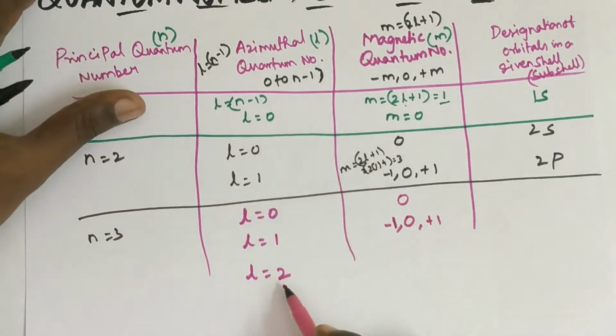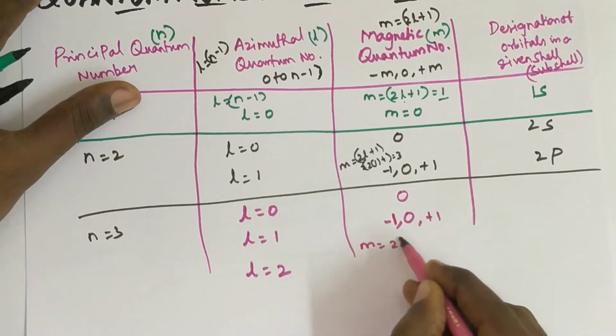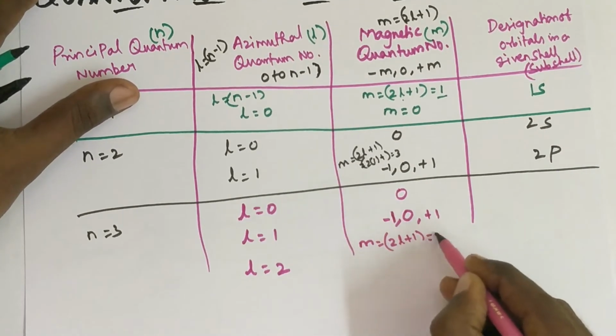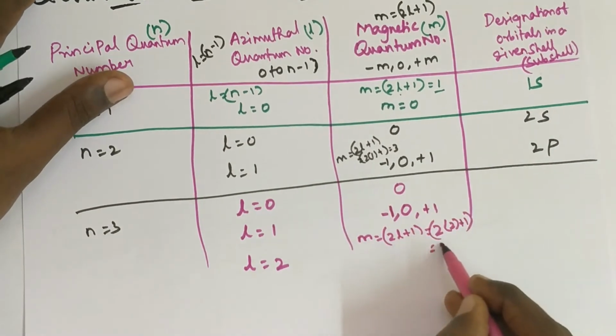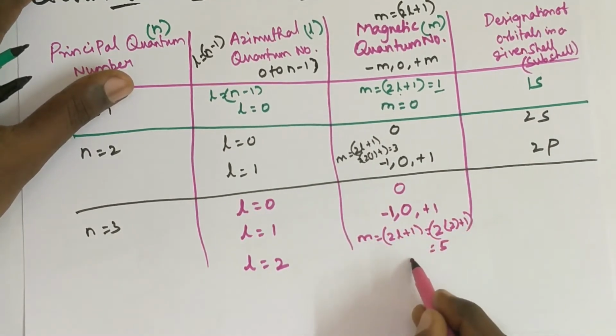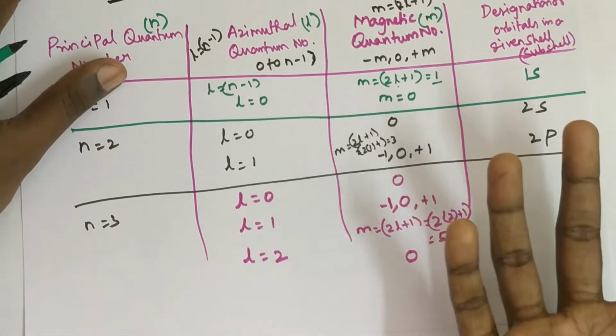Suppose we substitute l is equal to 2 in the formula m is equal to 2l plus 1, so 2 into 2 plus 1, we get 5. So here m value is 5, so we first write the middle value 0, that's 1. Out of 5, 1 is over, balance we have 4.